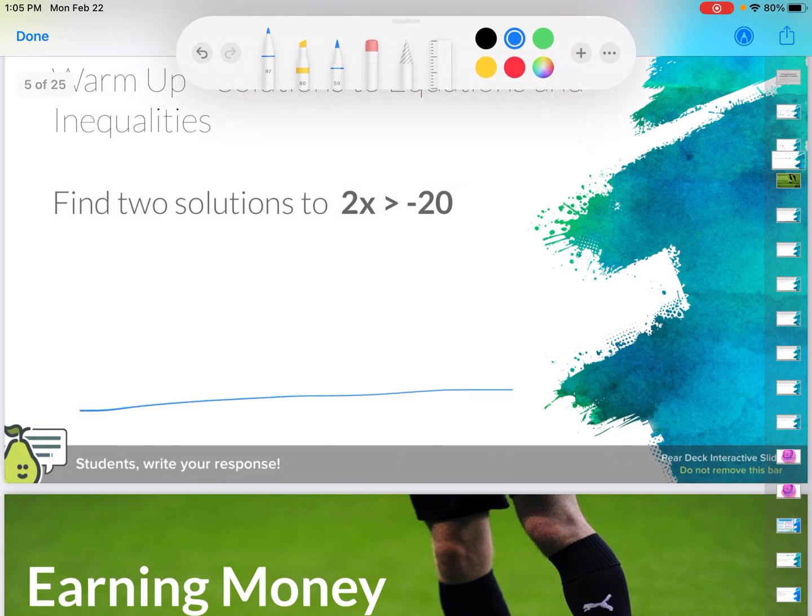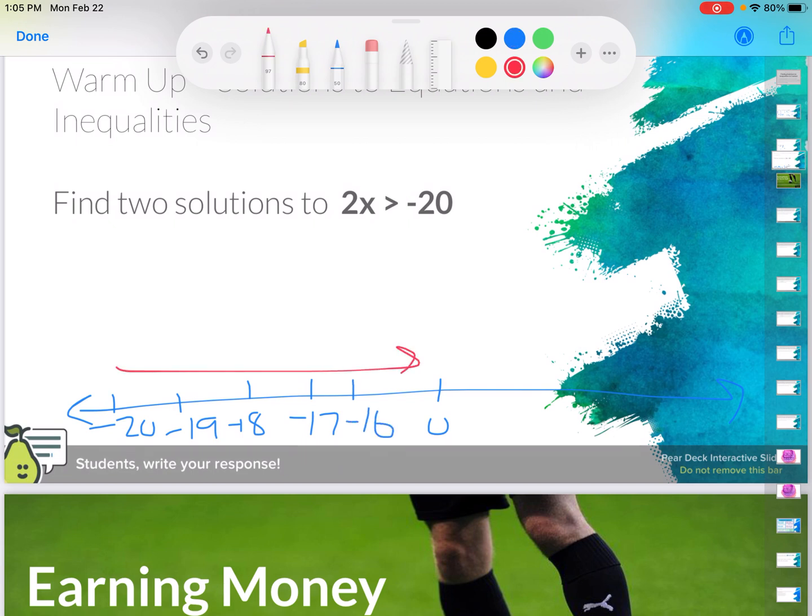I want to remind you really quick, if I have a number line and I have 0 and then I put negative 20 on here, negative 19, negative 18, negative 17, negative 16. Remember, as we move this way, it gets larger. If I wanted it to equal negative 18, that would mean I would have to make this negative 9, because 2 times negative 9 would be negative 18. Negative 18 is closer to 0, so it is larger. Or I could be negative 8, and I would get negative 16. So things like that.